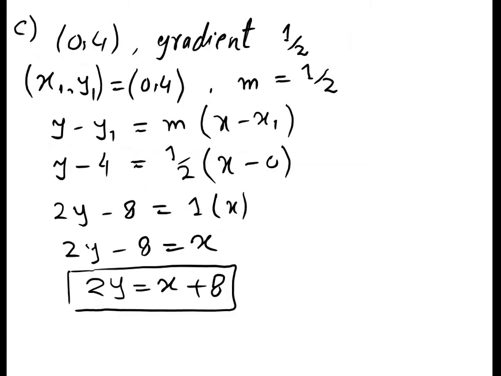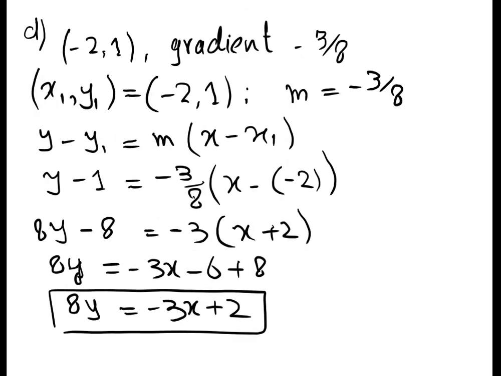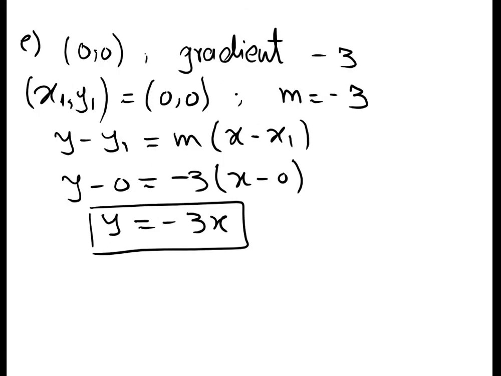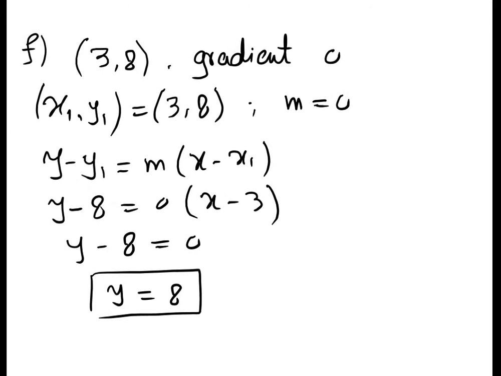In C you have x0, x1 is 0, y1 is 4, and the slope is given as 1 over 2. So you can just substitute and simplify. Similarly for E, this point is given as 0, 0 and the slope is minus 3. So you can simplify that one too.